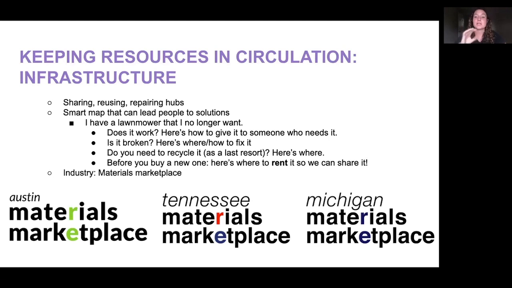But it's for industry. It's kind of like a thrift shop for industry. So industries have lots of waste.